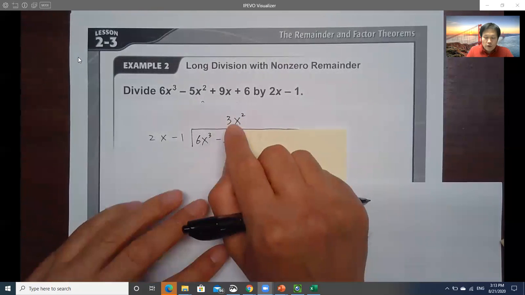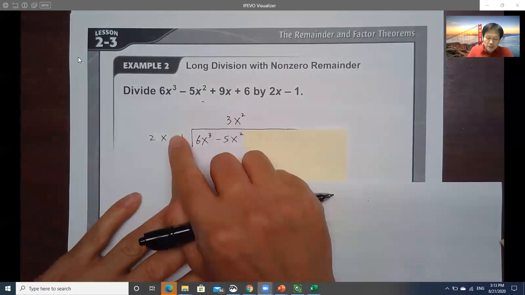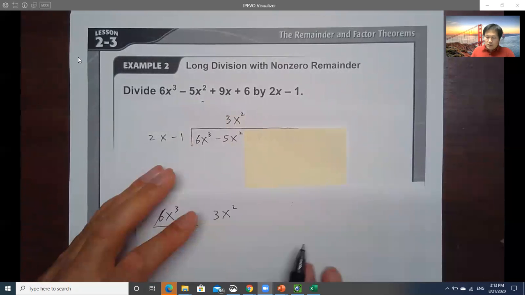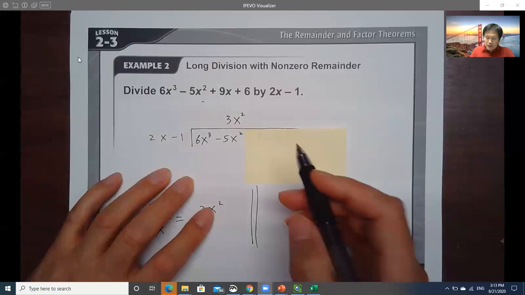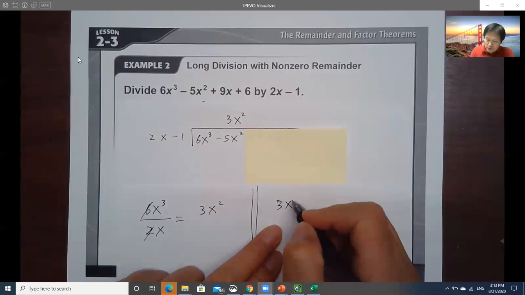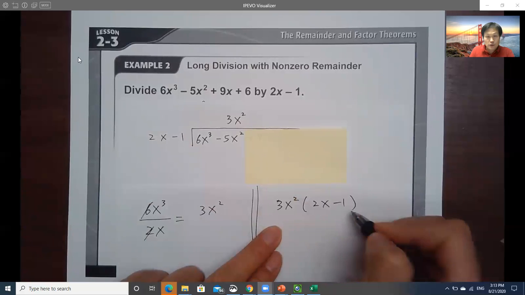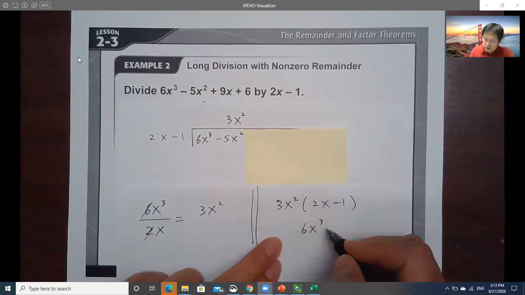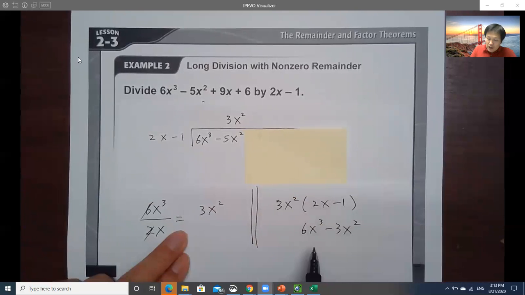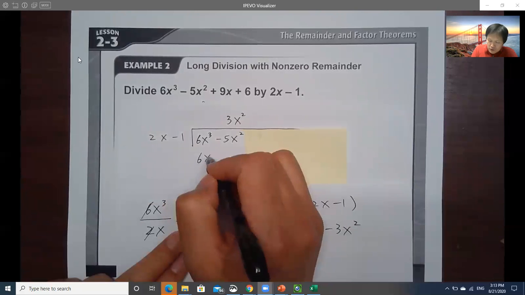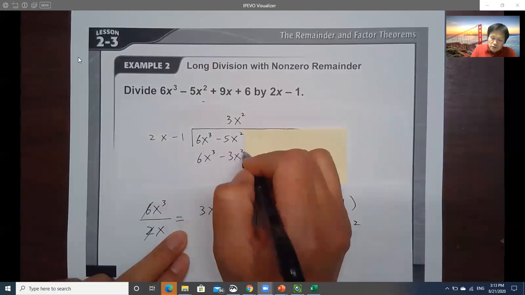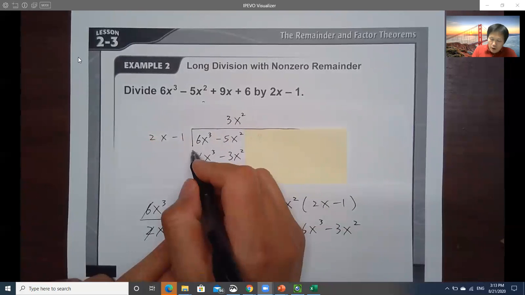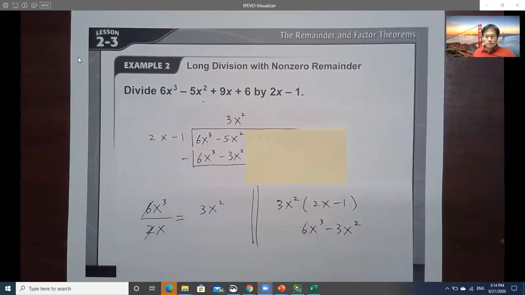Once you write it down, you're multiplying that here and writing it down. So distributing. If you need to do that separately, do so. You have to do 3x squared times 2x minus 1. That gives you a 6x cubic, and that's minus 3x squared. You are writing that here. So 6x cubic minus 3x squared. So distribute, write it down. Then you put a bar, you're subtracting it.